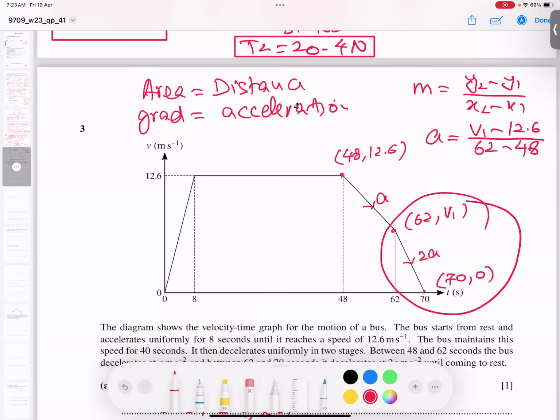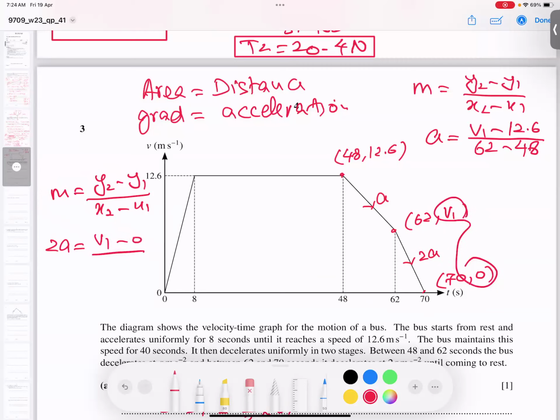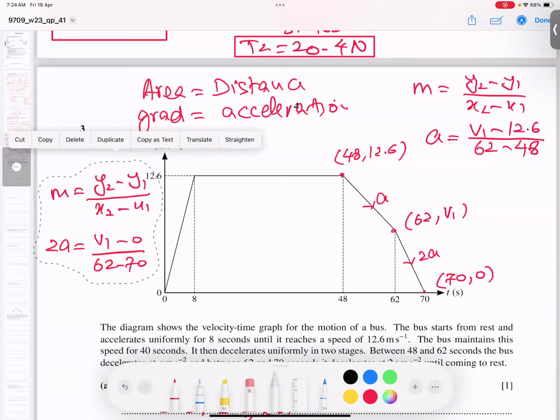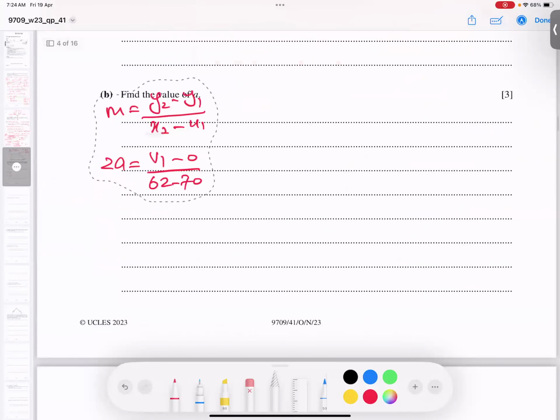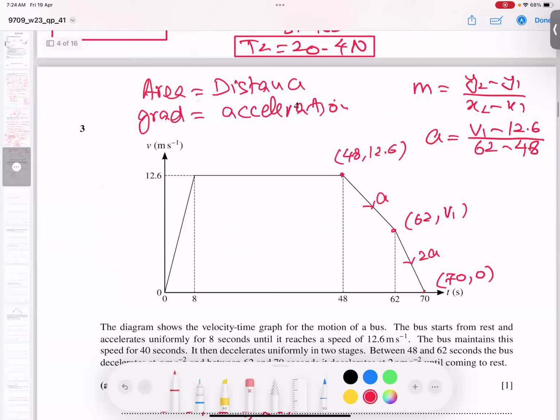The same story I apply here. Gradient is equal to the same formula, y2 minus y1 over x2 minus x1. Gradient is 2A, and y2 is 0, y1 is this. I can write in any order. I can start from here even. So V1 minus 0, or 0 minus V1, no issue, but keep the same order. Now I take both these equations, cut from here, and bring this down. Same way, I'll go up and bring the second part down.